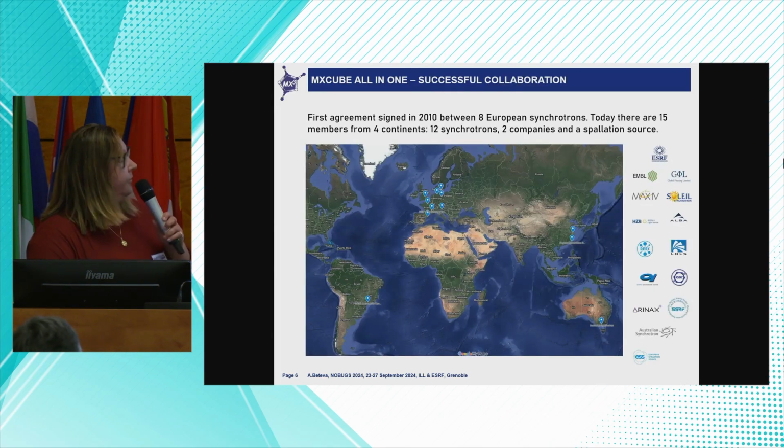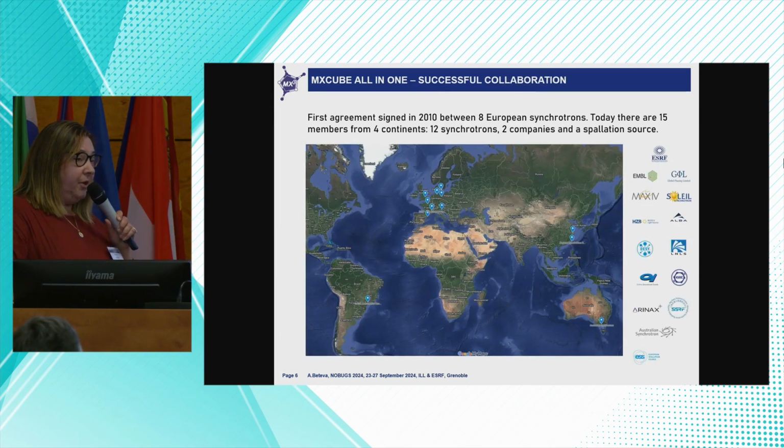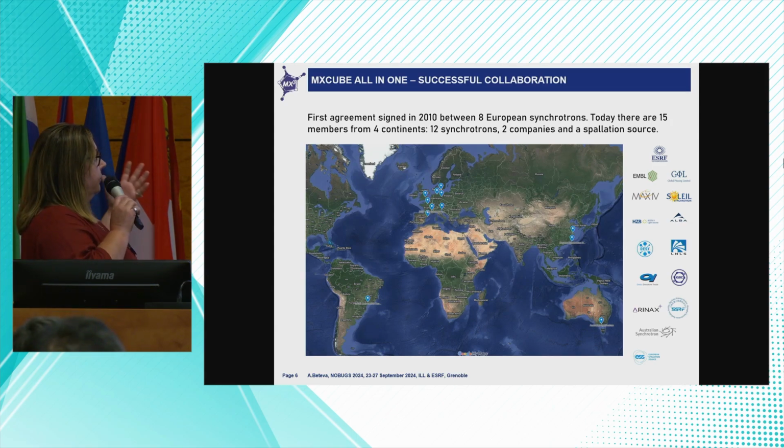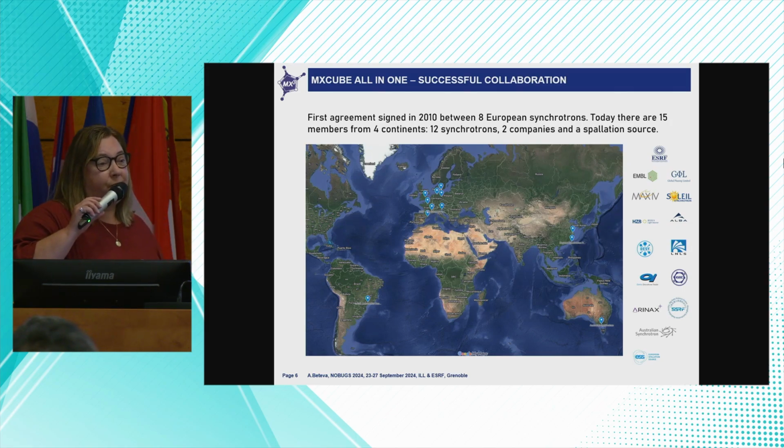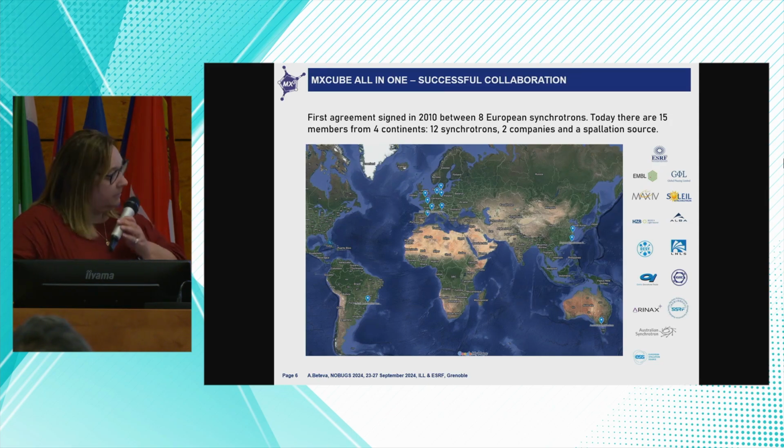A few words on what the collaboration is. I call it a successful collaboration because it has gone on for quite so many years now, and there are more and more people joining. So we started with 8 synchrotrons, now we have 15, and not just 12 synchrotrons from 4 continents, but also a spallation source which recently joined us, so apparently it's good for them as well to have the same structure.